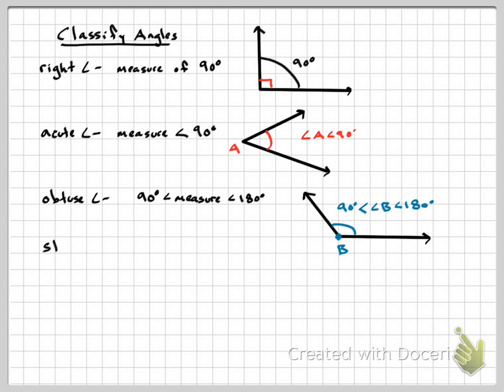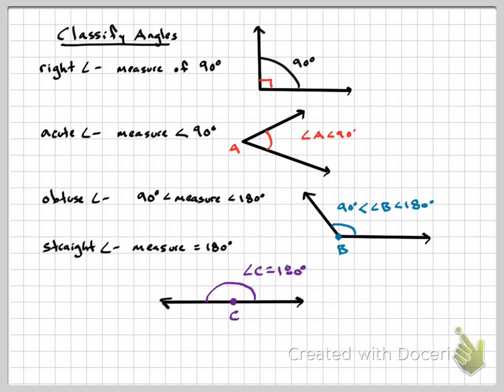And then the last one to know is a straight angle. And that's when the measure is 180 degrees, or a straight line. So for this one here, the angle measure is a straight line, also known as two opposite rays, two rays that are traveling in the complete opposite direction. That right there would make a straight angle. All right, so again, right is 90, acute is angles less than 90, obtuse is angles greater than 90 but less than 180, and straight angles have a measure of exactly 180. There's no special names for anything past 180.